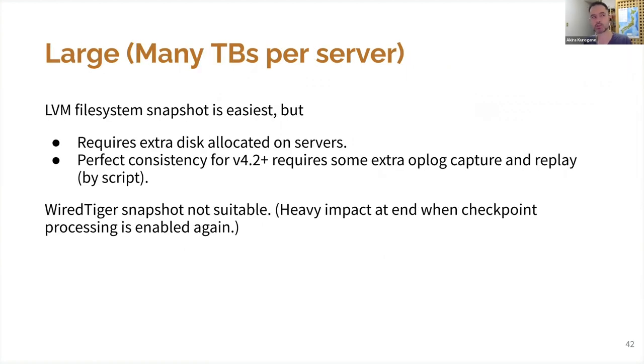Okay. Lastly, what if you have really large data? You have a huge amount of data per node. For this case, the amount of time it takes to copy data is very large. I find so far that using an LVM file system snapshot is the easiest, but you'll need to allocate extra disk space. Maybe you can do it on just one node, maybe a hidden secondary, but you will need one server for a MongoDB node that has extra disk space, which will be used by the LVM volume group. And if you use the LVM file system snapshot method, you'll also need to capture some extra oplog by script to replay up to the same point in time if you have multiple shards. This is the best solution if you've got a really large amount of data per node.